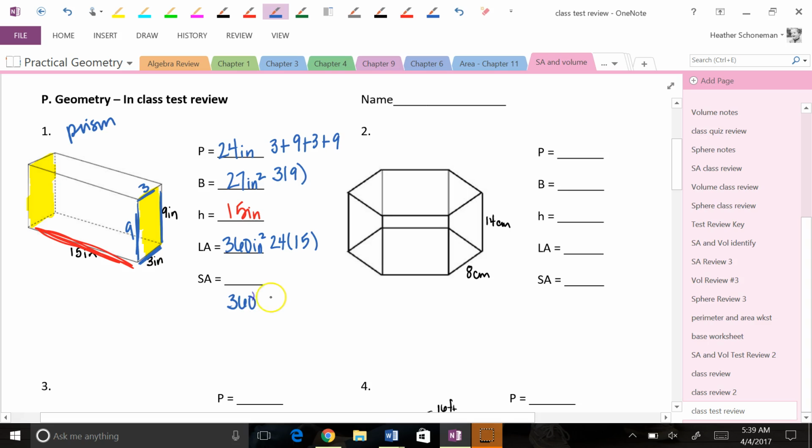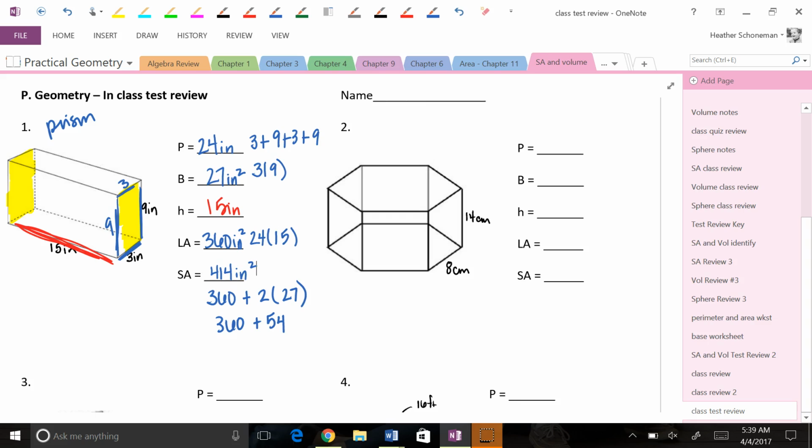Total surface area is your lateral area, plus we have two shaded bases. Each base has an area of 27. So we have 360 plus 54 for a total of 414 inches squared. We're just dealing with surface area, so everything's inches squared except height and perimeter. Okay, number two. Number two is also a prism.